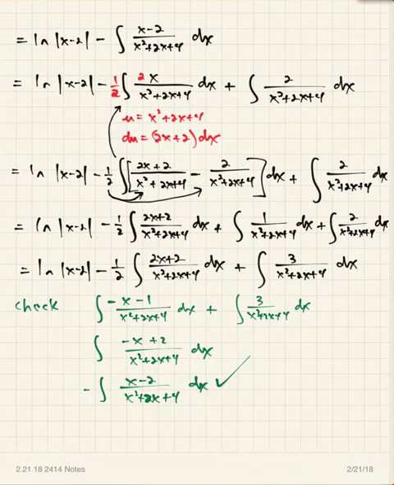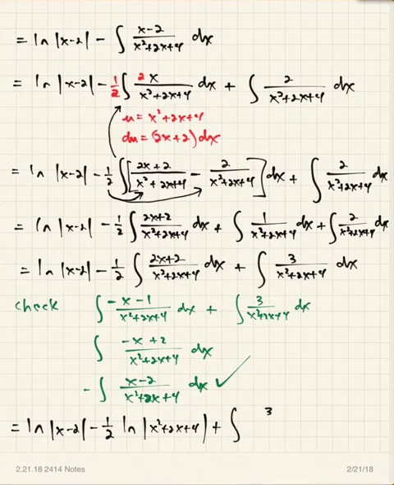And so now where are we? Well, now we've got the natural log of the absolute value of x minus 2, and then minus 1/2, and this next integral is a logarithm also because it's du over u. We've set it up purposely so that it would be like that. So it's the natural log of x squared plus 2x plus 4. And now we've got this last term, that 3 over x squared plus 2x plus 4. And the only technique we've got that might work there is to use completing the square.